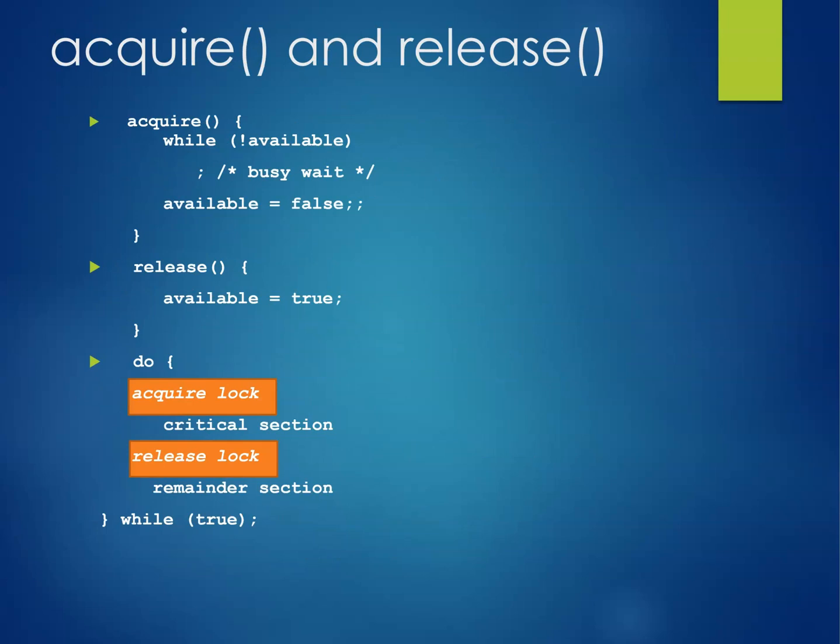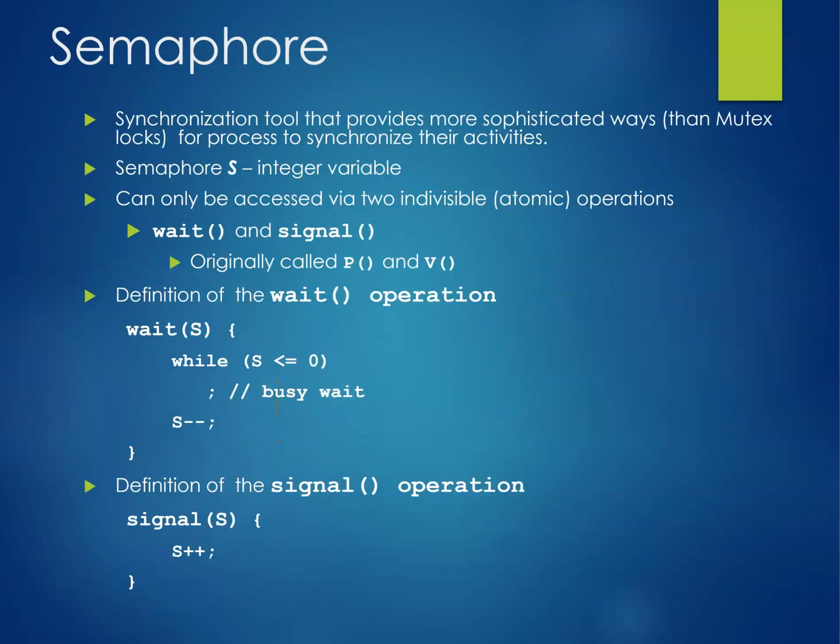Acquire: while not available, wait. Otherwise, set available to false. Release sets available to true. Okay, so we acquire our lock, and we spin and spin and spin until it's available. Then when we hit our critical section, notice available is false. And then at the end, when we hit release, we re-enable that critical section for others to use.